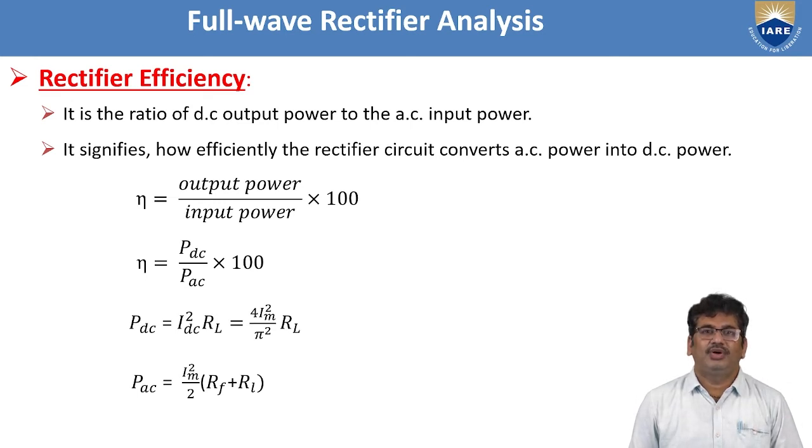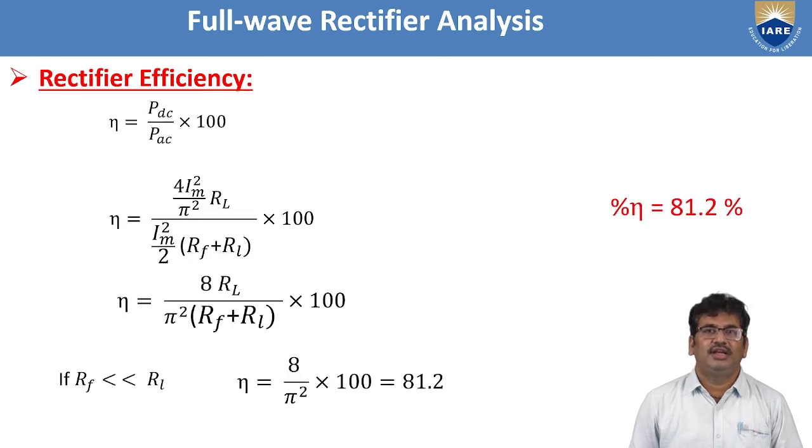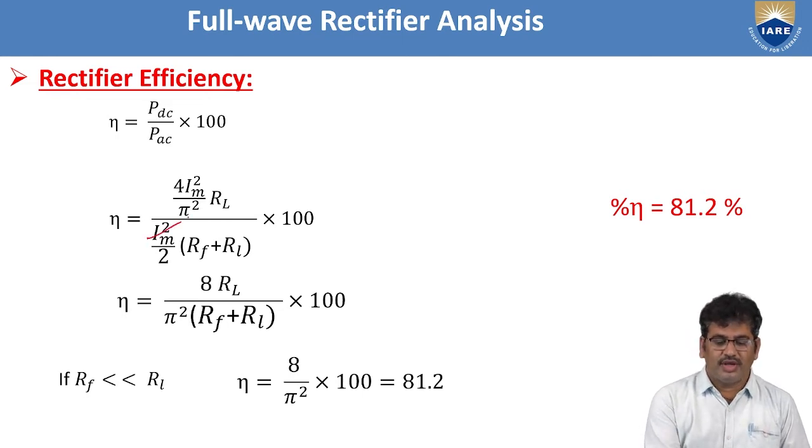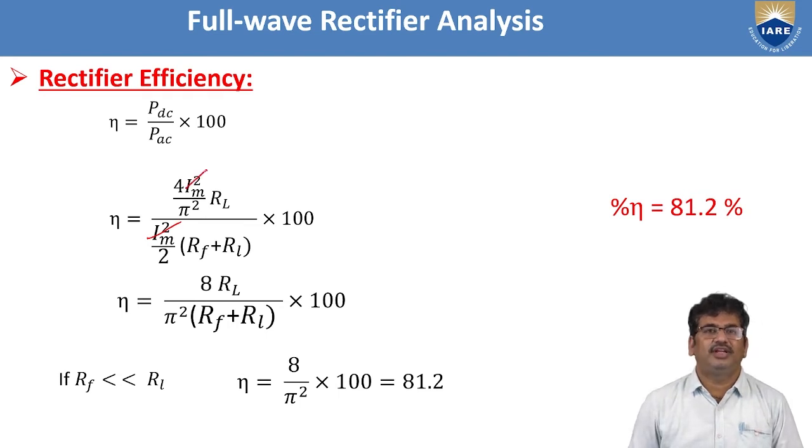And the IRMS for a full wave rectifier is Im by root 2. So IRMS square is Im by root 2 whole square, which we can rewrite as Im square by 2, into RF plus RL. Substituting PAC and PDC in the rectifier efficiency, we can write eta equals 4 Im square by pi square into RL, divided by Im square by 2 into RF plus RL, into 100. Here Im square gets cancelled. So what is left is 4 into 2, that is 8 into RL, divided by pi square into RF plus RL.